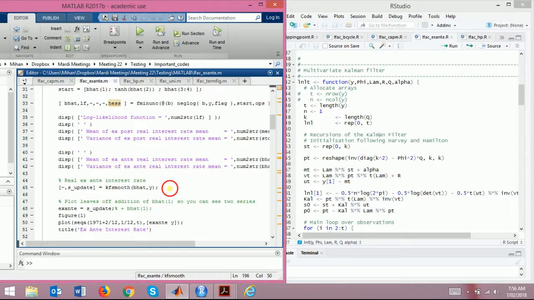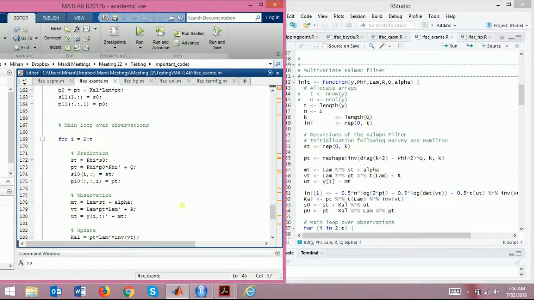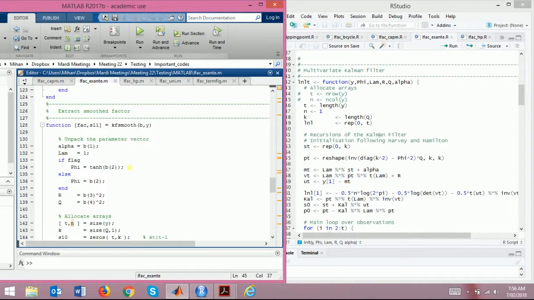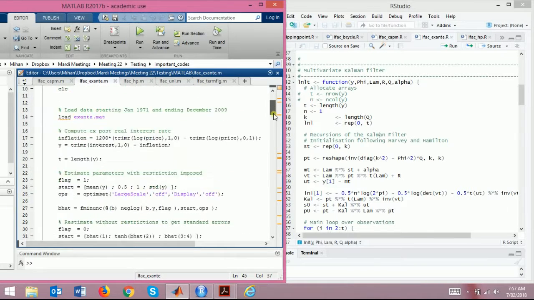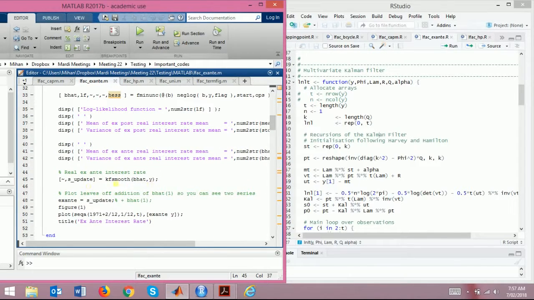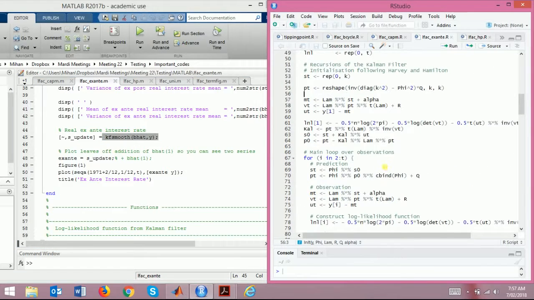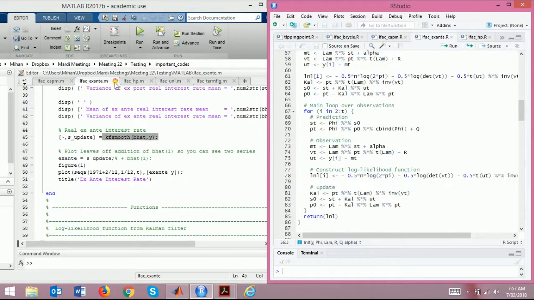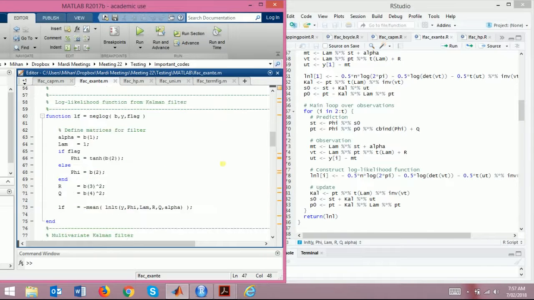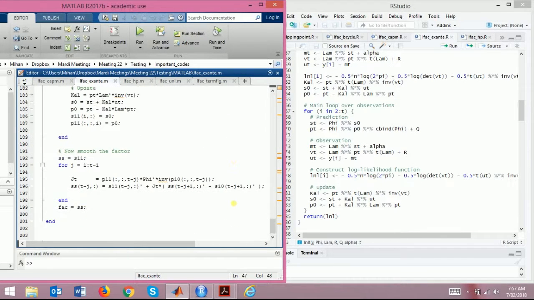Real interest rate update. Well, kf smooth, we call for the function because this function takes in what? Fact is 11, kf smooth v1. Okay, just call for this function. This is the new ex-ante real interest rate, and plot it. Call for the kf smooth function. So this is the ex-ante smooth factor.